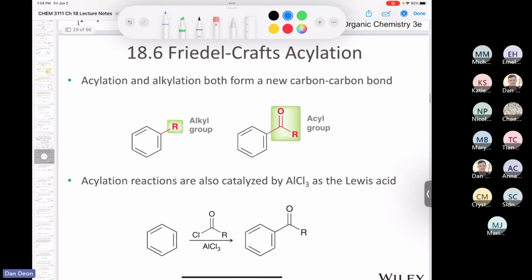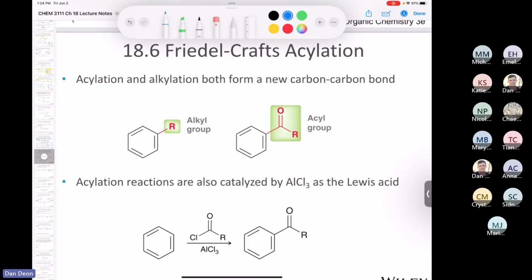So let's move on from alkylation to acylation. And like I tried to tell you at the beginning of the lecture today, if we just have a regular old R group, that's what we call an alkyl group.